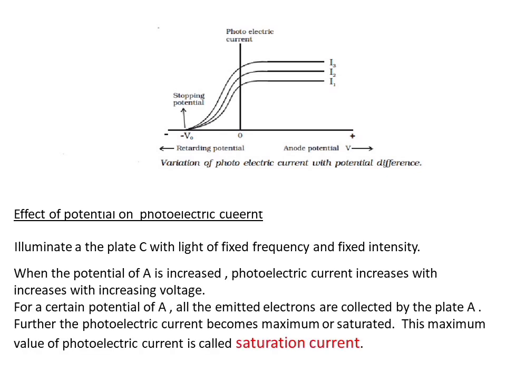When the potential of A is increased, photoelectric current increases with increasing voltage. For a certain potential of A, all the emitted electrons are collected by the plate A. Further, the photoelectric current becomes maximum or saturated. This maximum value of photoelectric current is called saturation current. Now all the electrons are absorbed by the anode.